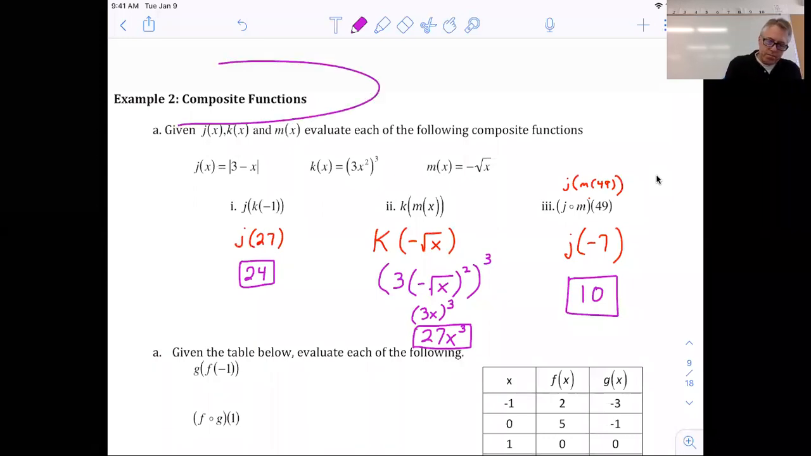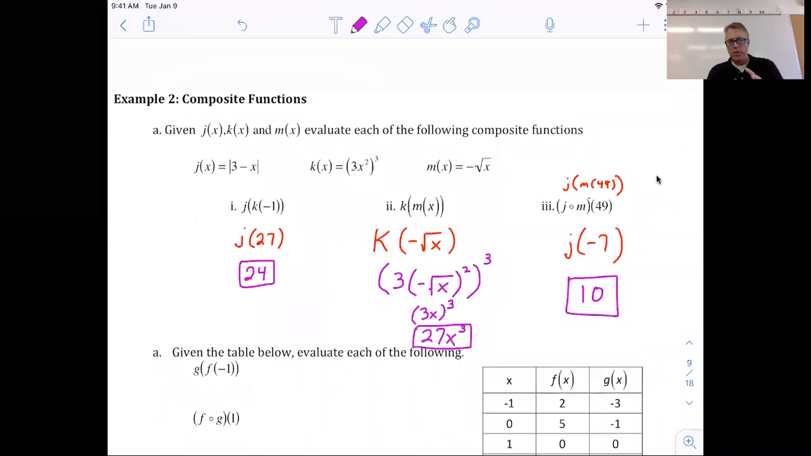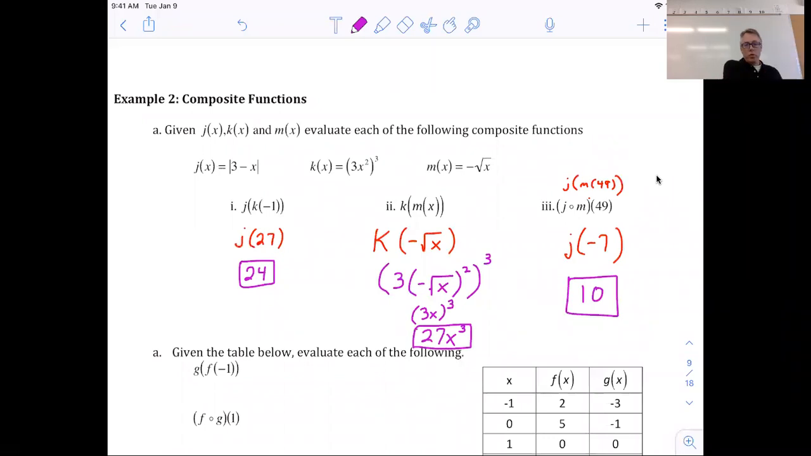So again, that's a composite function. It's 2 steps. You do the inside function first. So you drop something into the inside function, get an output, but then you take that output, plug it into another function to get a final output.